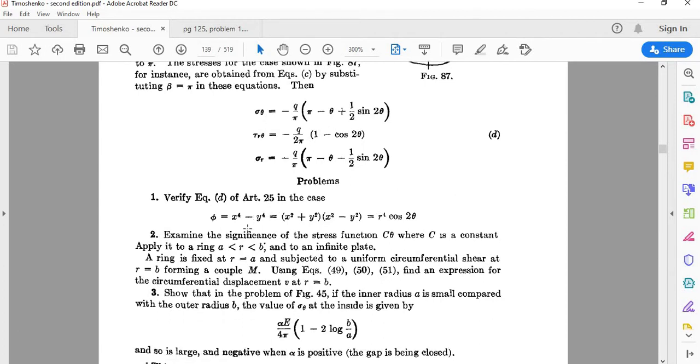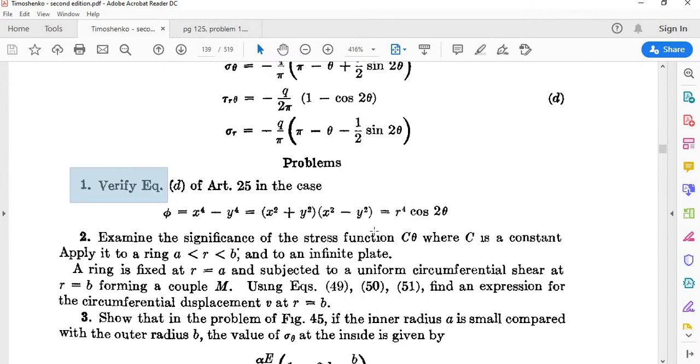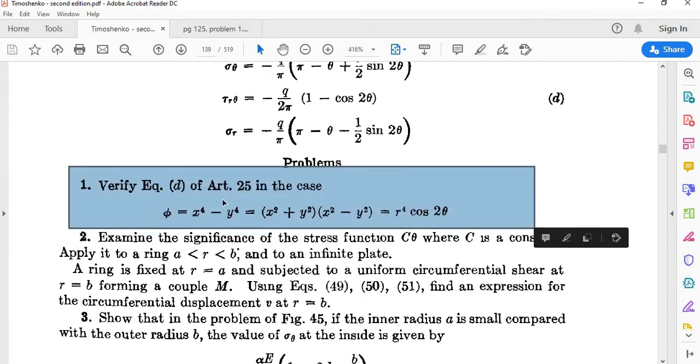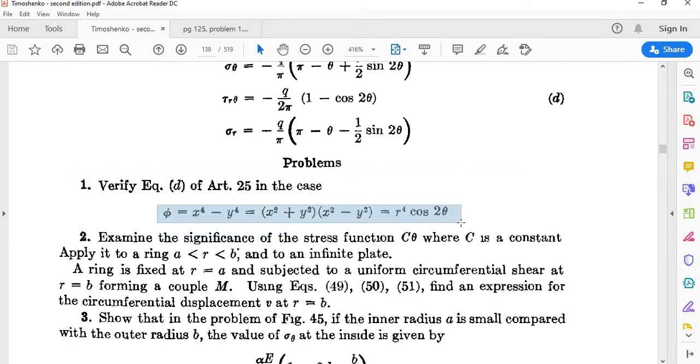When you go to the exercise problem, the first problem is: verify equation D of article 25 in the case of phi equal to one expression. So you are given a phi in terms of the Cartesian coordinate system as well as the polar coordinate system, and you are asked to verify a particular equation. Now what's that equation? Let us go to that.